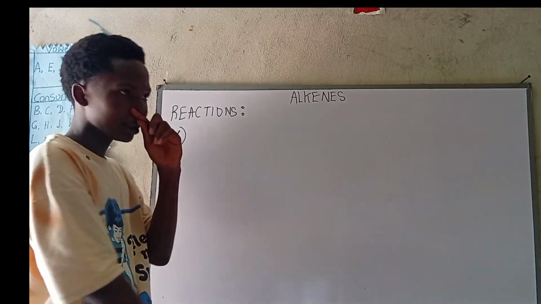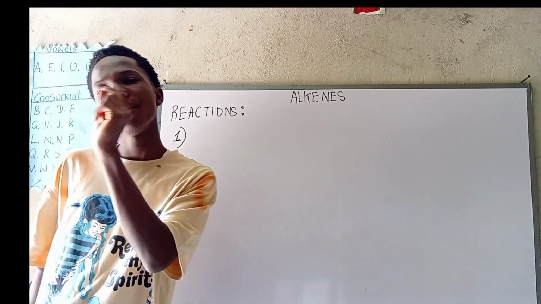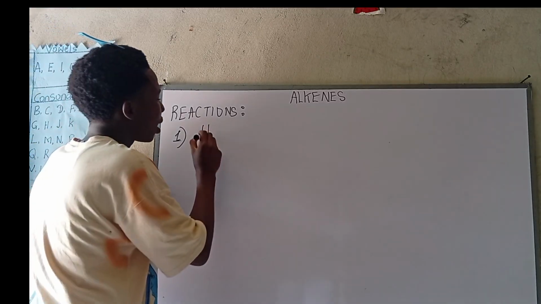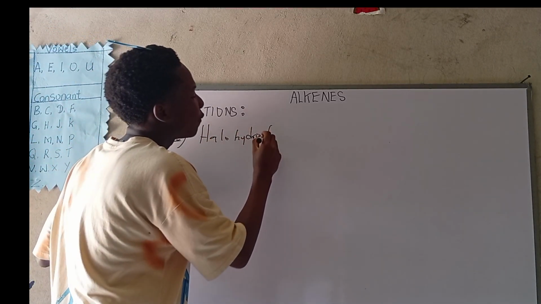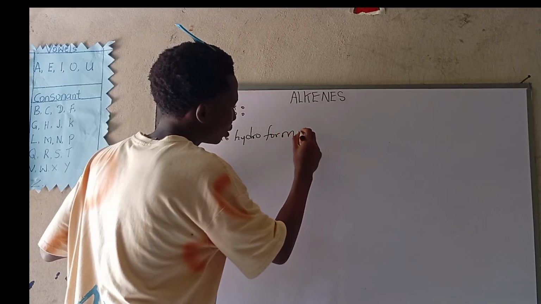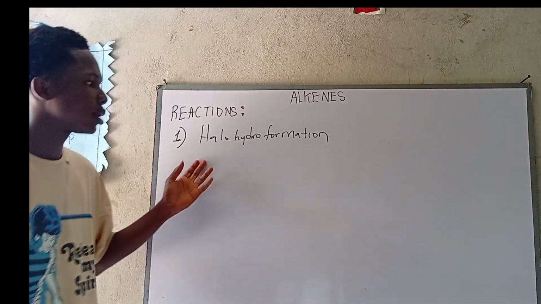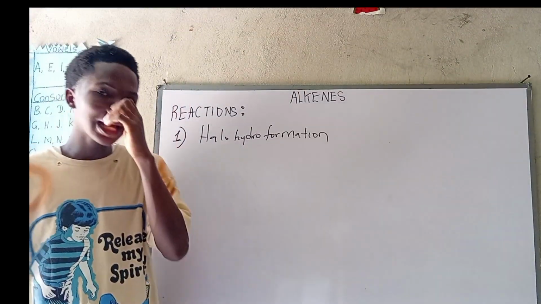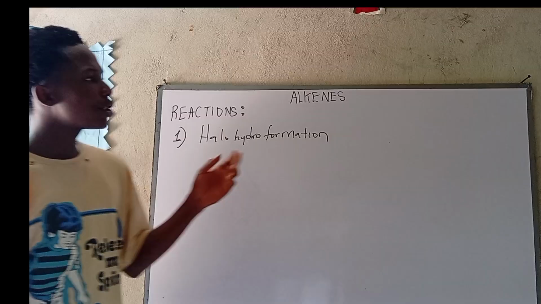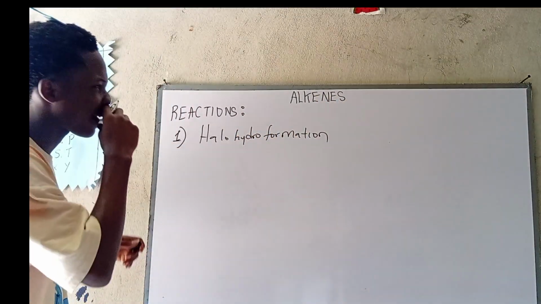So the first one, what is it called? It's called halohydroformation. Okay, halo what? Hydroformation. Okay, from the name we can get it has to do with what? Halogens. It has to do with water. So from that, it's a reaction of an alkene. So what does it have to do with? It has to do with an alkene.